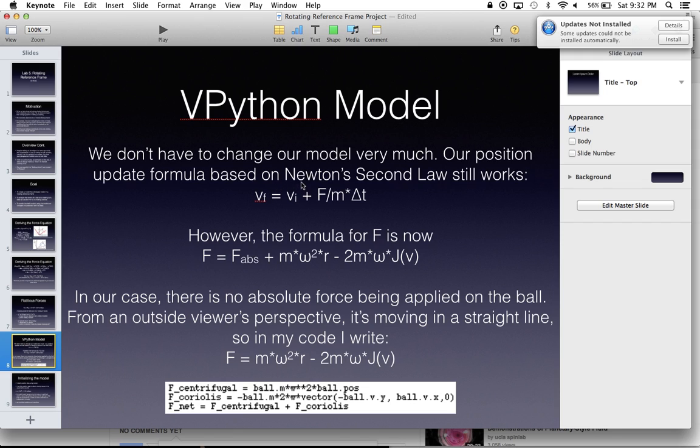The VPython model that I've made is the following. Newton's second law still works, so the equation for predicting new positions is still fine. However, the formula for F is now F external, or absolute, or whatever you want to call it, plus m omega squared r minus 2m omega jv. Omega is angular velocity. I'm not sure if I mentioned that before. In our case, there is no absolute force being applied on the ball. From an outside viewer's perspective, it's moving in a straight line. So this term is 0, and here is our equation for F. This is what we put in VPython. This is what you get when you rotate v 90 degrees.